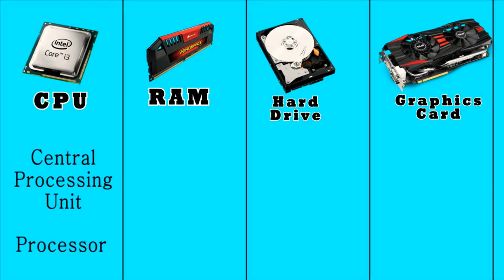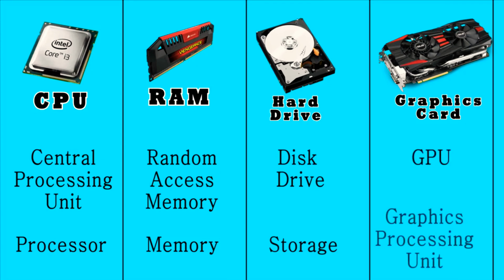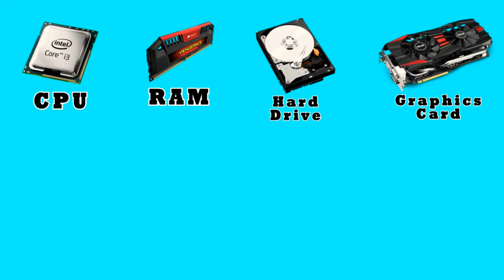They are completely interchangeable. RAM stands for Random Access Memory, and is often referred to as just memory. A hard drive is often referred to as a disk drive or storage. And a graphics card is also known as a GPU, or Graphics Processing Unit. For this explanation, I'll be using the terms CPU, RAM, hard drive, and graphics card. So let's start with the CPU.